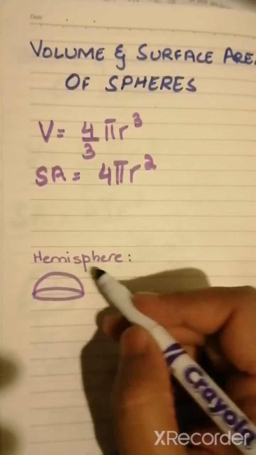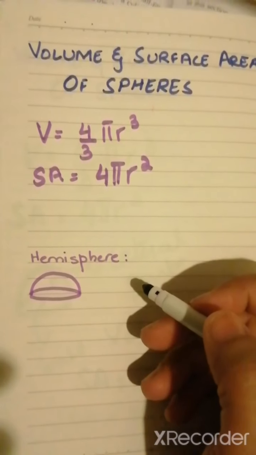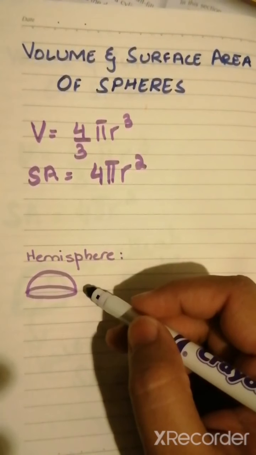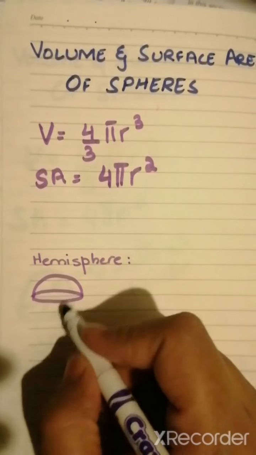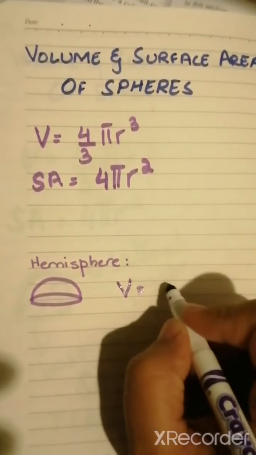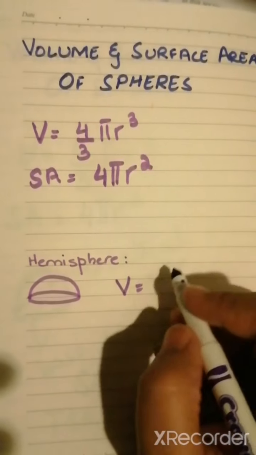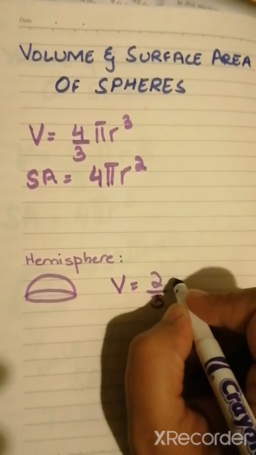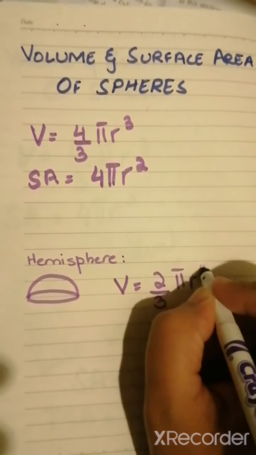Right. So what is a hemisphere? You have already learned that a hemisphere is half of a sphere. So in case of a hemisphere, the volume is going to be half the volume of the sphere. So that makes it 2 over 3 pi r cube.